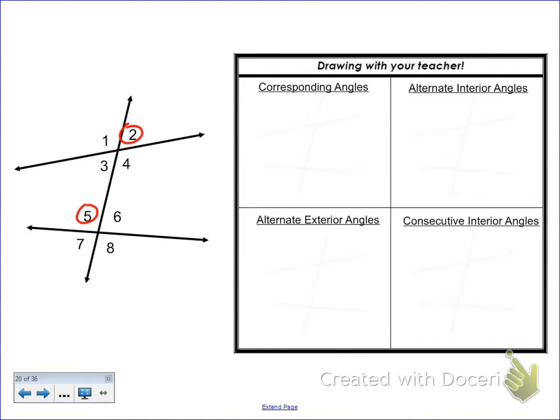If I pick angle 2 here, angle 2 is in the upper right-hand part of the intersection, therefore its corresponding angle would be angle 6. Angle 3 is in the lower left-hand part of the intersection, so angle 7 would be its corresponding angle. And angle 4 is in the lower right part of the intersection, so angle 8 would be its corresponding position. So to draw an example of this, two lines intersected by a transversal, angles 1 and 5 would be an example of corresponding angles.